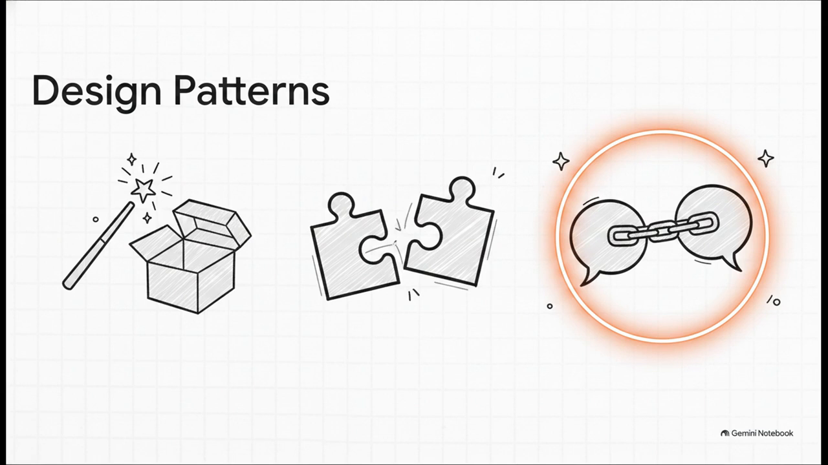You've got your 5 creational patterns that deal with object creation and 7 structural patterns for object composition. But our focus today is on that third category. The chain of responsibility is one of the 11 behavioral patterns. Behavioral patterns are all about communication. They focus on how objects interact and, crucially, how they distribute responsibility among themselves.